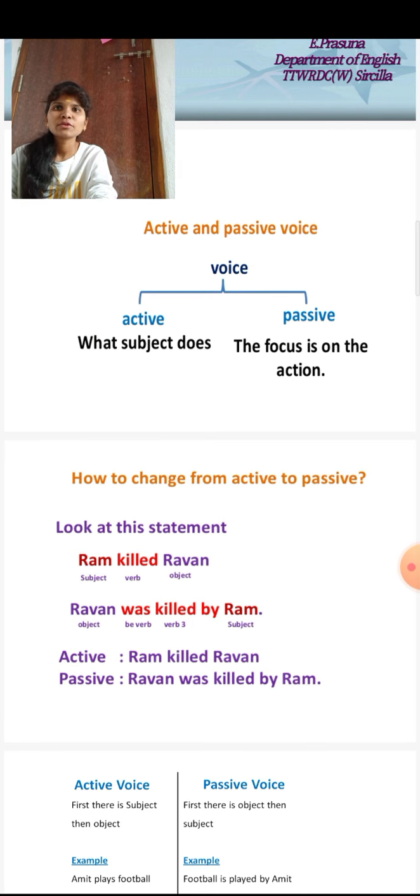Today I am going to give a short presentation on active voice and passive voice. So, what is voice? Voice is that form of a verb which shows whether what is denoted by the subject does something or has something done to it. This is called voice. And voice is divided into two types. What are they? The first one is active voice and the second is passive voice.